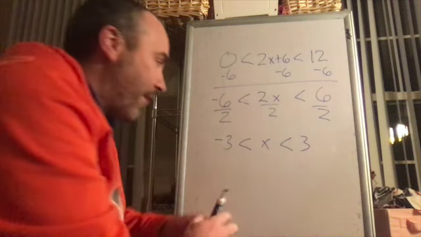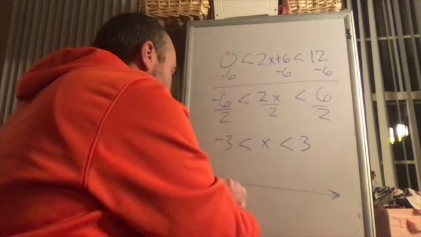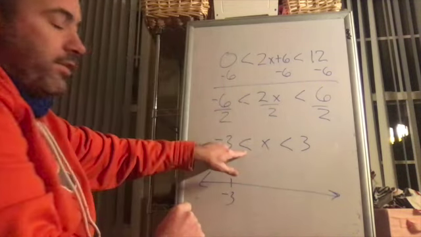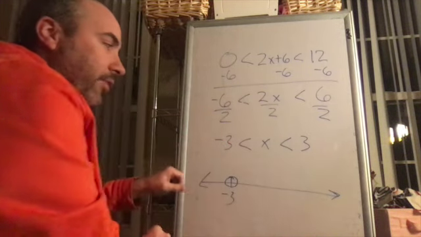And in terms of graphing this, I look at where negative 3 is. It's a less than sign, so I'm going to put an open circle on that.